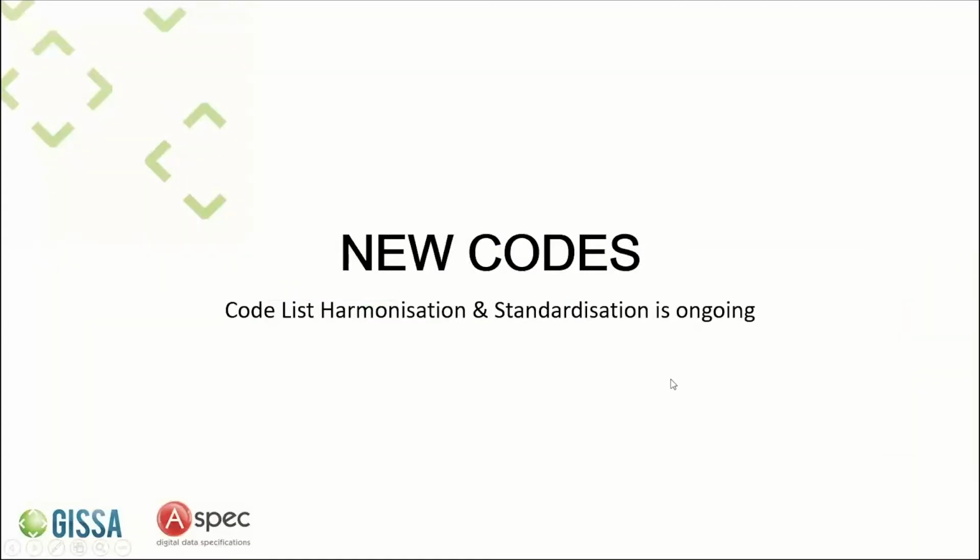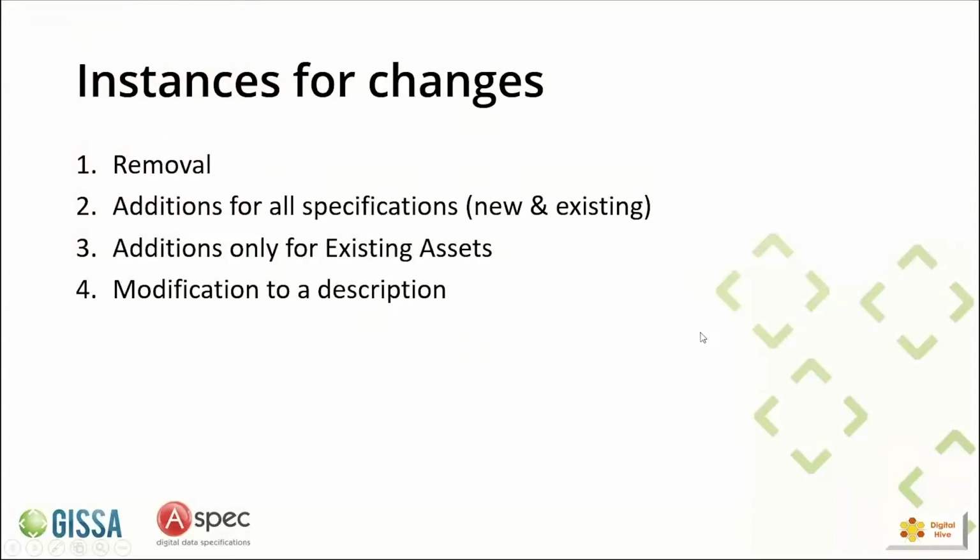New codes. Okay, so what we're going to talk about is our process, the instances for changes. So these are typically the instances for changes to occur. And look, requests come from various sources, from the community, including ourselves. So this slide represents the four instances that we're likely to see, and I'm going to give you some examples of that.